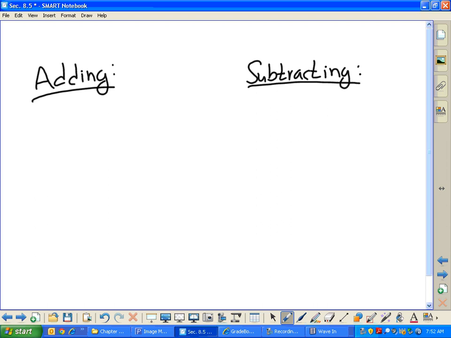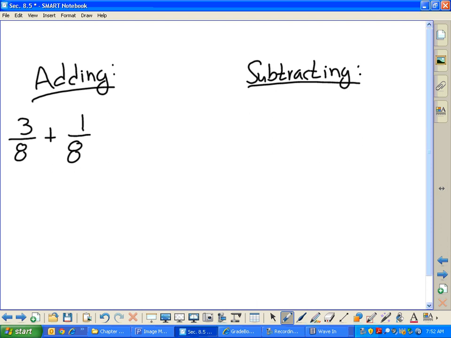Okay. So first things first, I'm going to pick a real simple problem. I'm going to do, for instance, 3/8 plus 1/8. Can anybody tell me how to add those two fractions together? Go ahead, Molly.